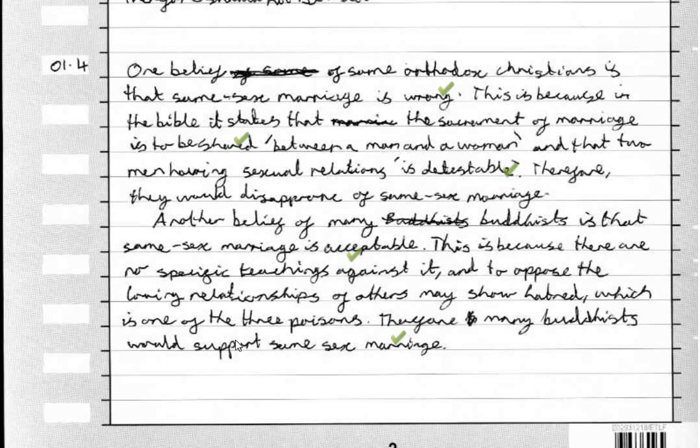The second paragraph then. Another belief of many Buddhists is that same-sex marriage is acceptable. This is because there are no specific teachings against it, and to oppose the loving relationships of others may show hatred, which is one of the 3 poisons. Therefore, many Buddhists would support same-sex marriage. That is clearly a 5 out of 5 answer.